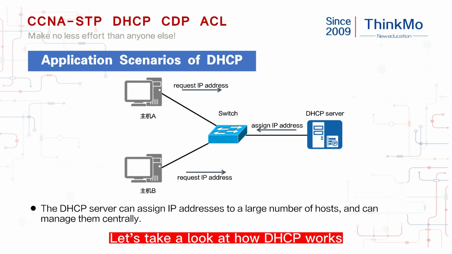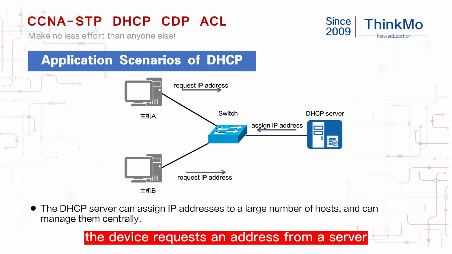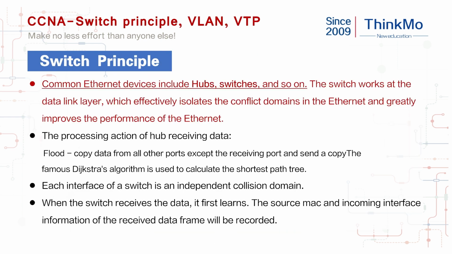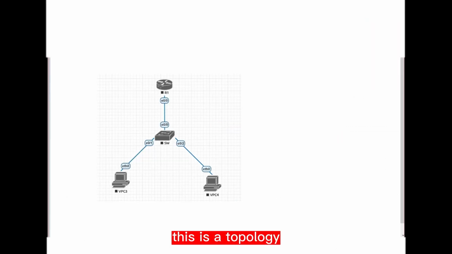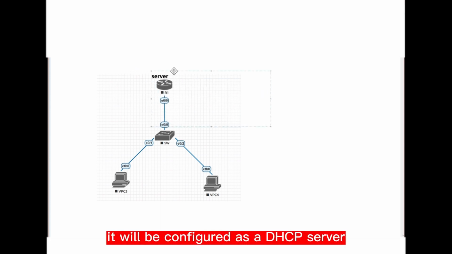Let's take a look at how DHCP works. Look at this picture. There are two devices. The device requests an address from a server. Then assign the address. Okay. Let's look at the message type next. This is a topology. Let's wait for the configuration. It will be configured as a DHCP server.